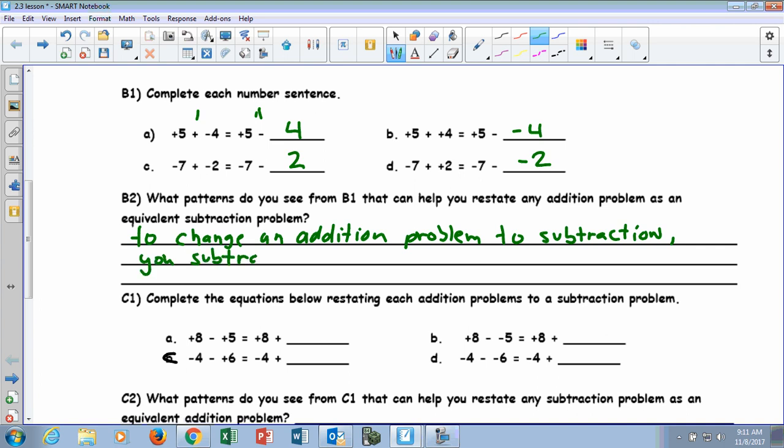Now that was kind of the opposite of what we did yesterday, right? Didn't we do the opposite yesterday when addition? We changed it to addition, right? You added the opposite, right? When we had a double negative. Remember that little rule we came up with yesterday? Those rules?